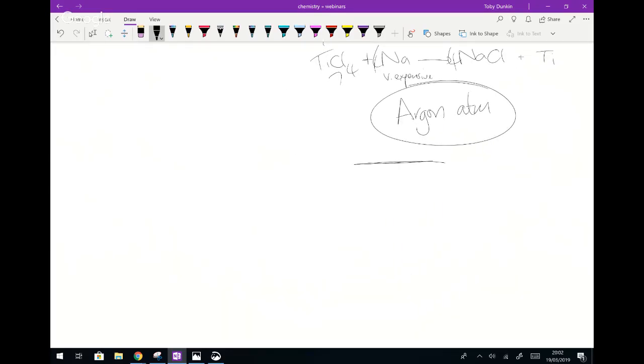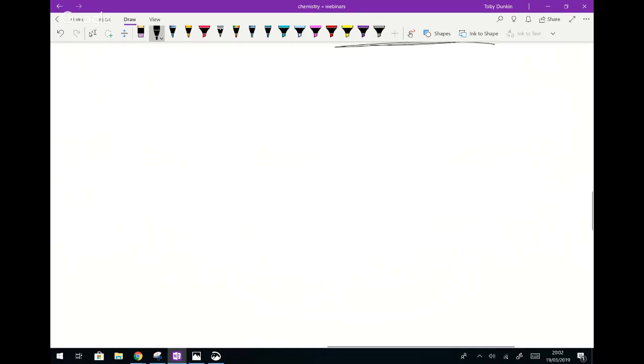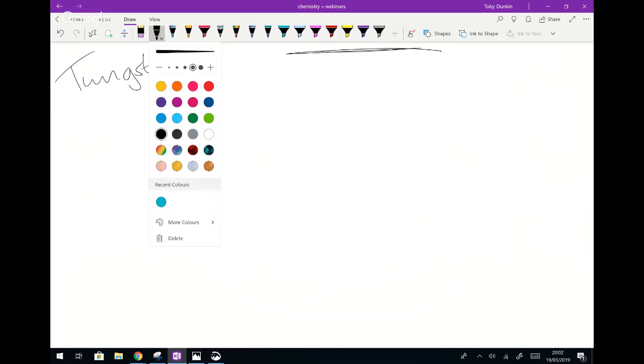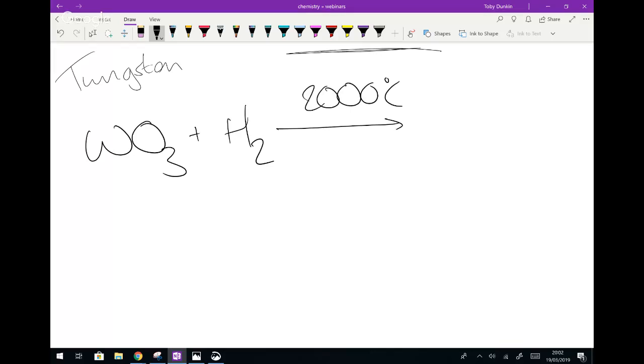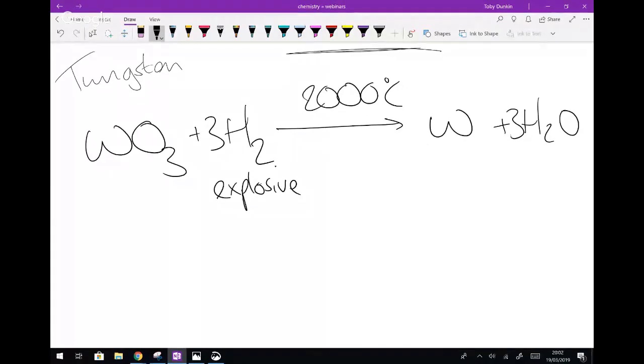Next, we now talk about, here we go, one more. Tungsten. Tungsten, lovely metal, hardest metal in the world, highest melting point in the world. Tungsten is found in an ore called wolframite, WO3. And we react it with hydrogen gas at 2000 Celsius. And you make W and water. Now, this method is not ideal because hydrogen is explosive.